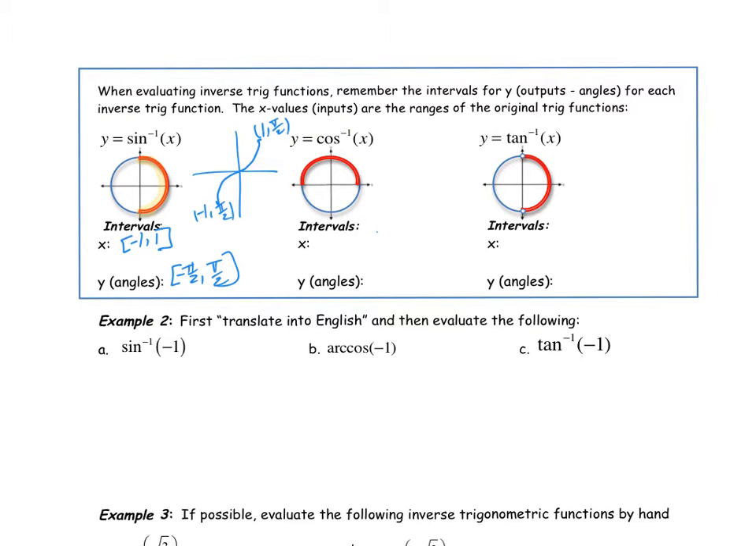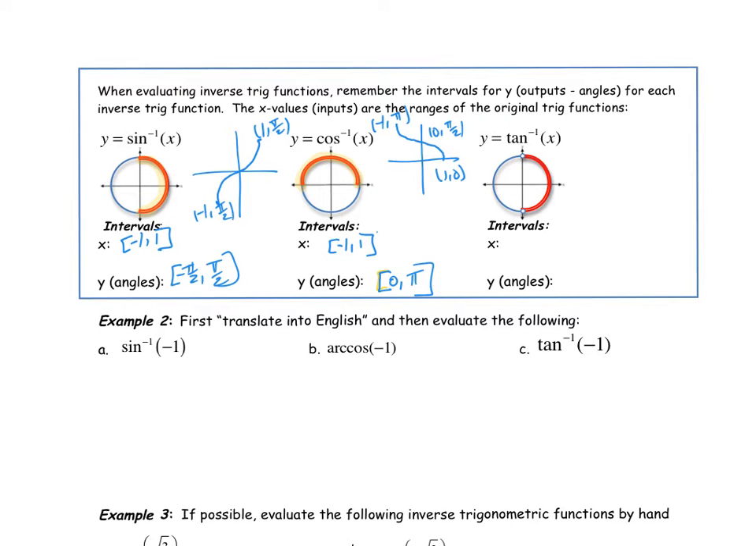For cosine inverse of x, the graph of the function looks like this, and it's going through 1, 0, 0, π/2, and -1, π. And what I really like you to focus on is where the output values are. So the output values are going to be on the top half of the unit circle. So the outputs are going to be between 0 and π inclusive. The inputs are going to be between -1 and 1.